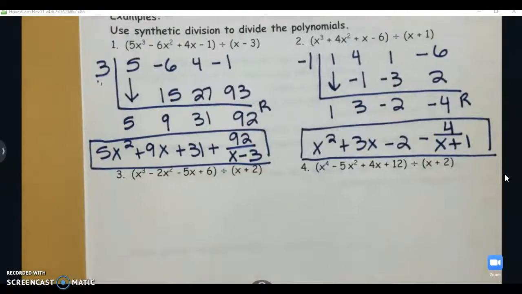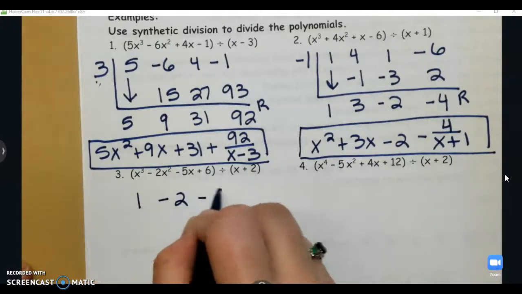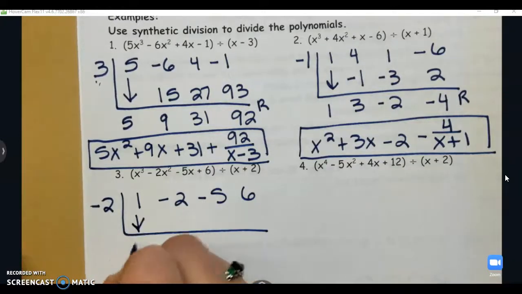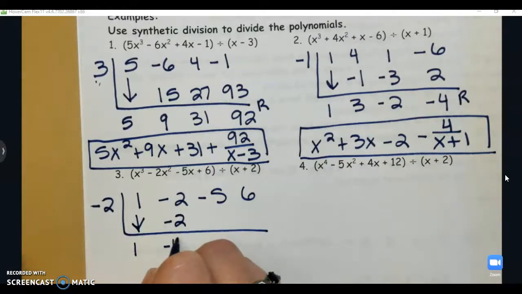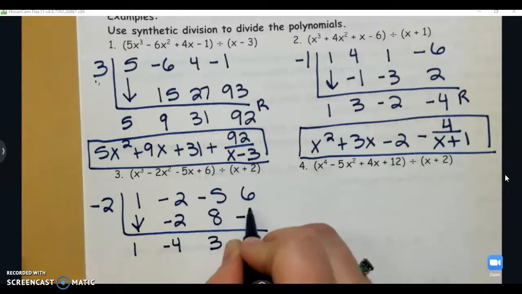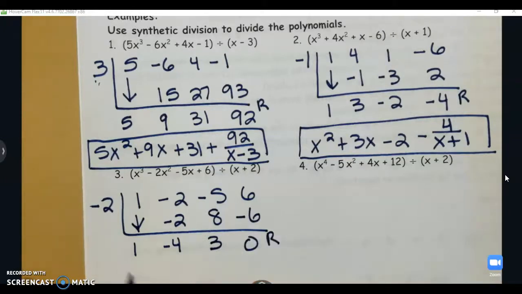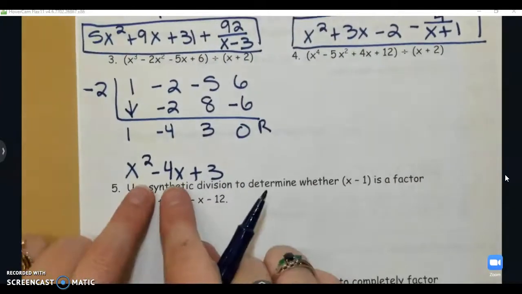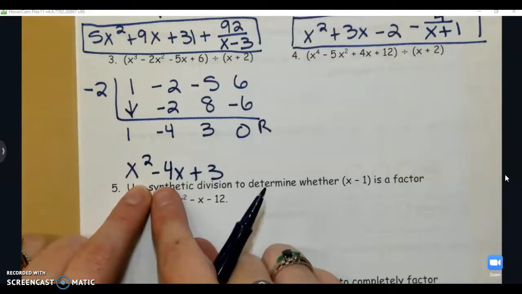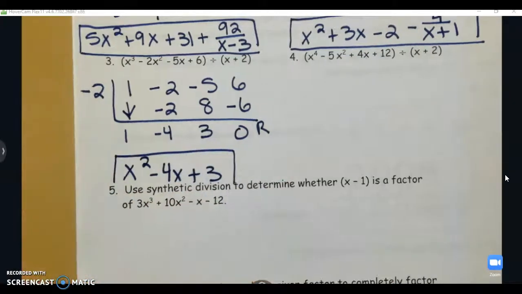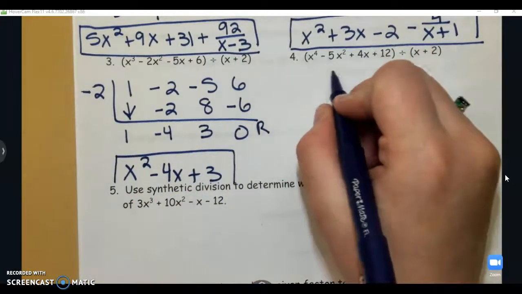Okay. On to number 3. And k is going to be negative 2. Bring down the 1, negative 2, negative 4, positive 8, negative 6. And my remainder here is 0. So that one is a factor. And it divides in evenly. I'm sorry, didn't realize you couldn't see that. So x squared minus 4 plus 3. So that is my answer.